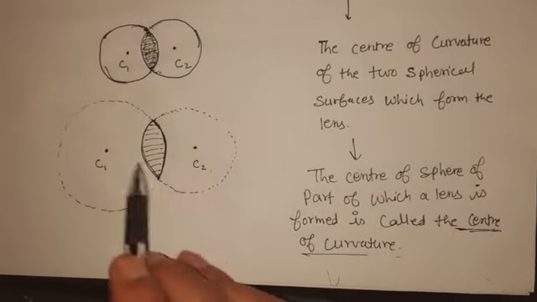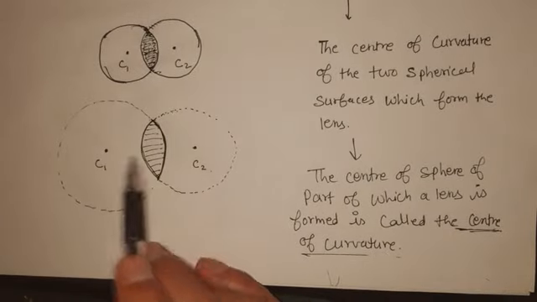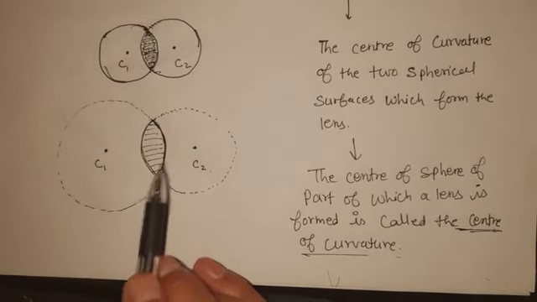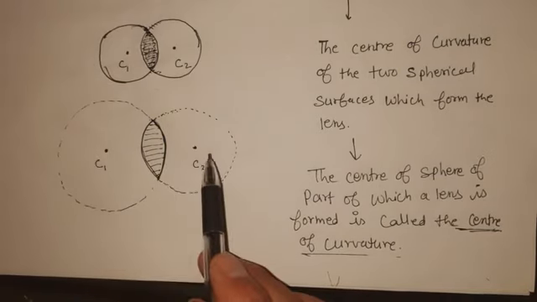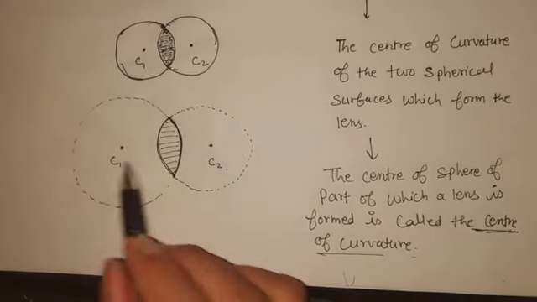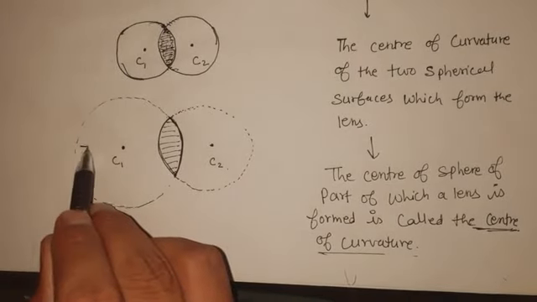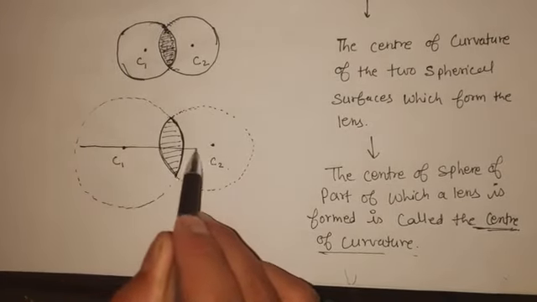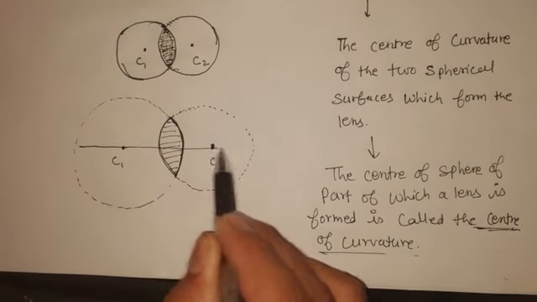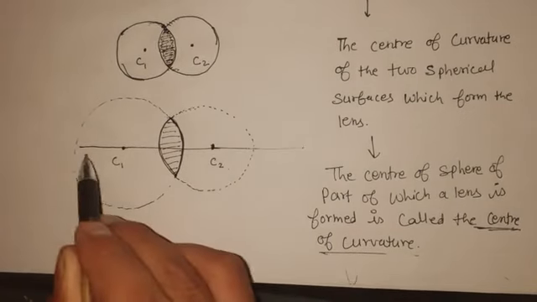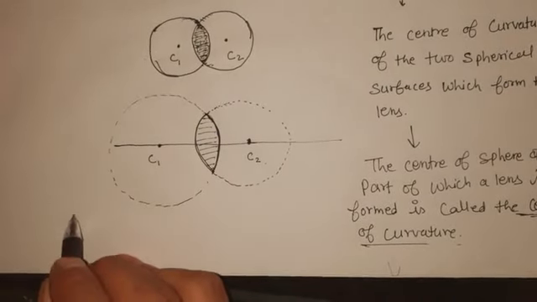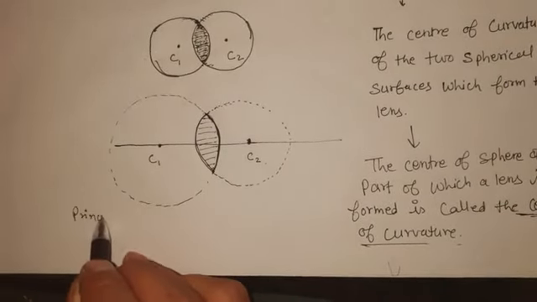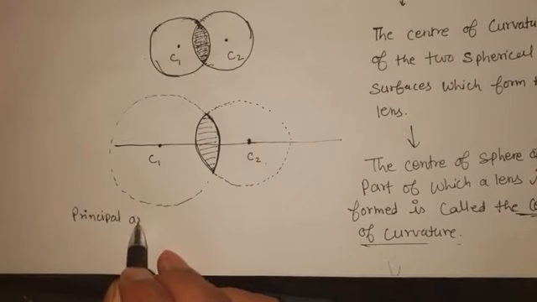So how many centers do we have for a lens? We have two centers of a lens, one on the left and one on the right side. Now a straight line is going to join these two centers together. This straight line which joins these two centers we are going to call the principal axis. This is the principal axis.